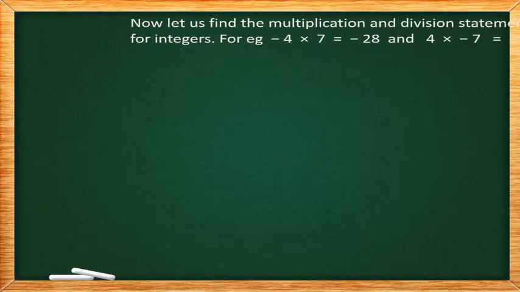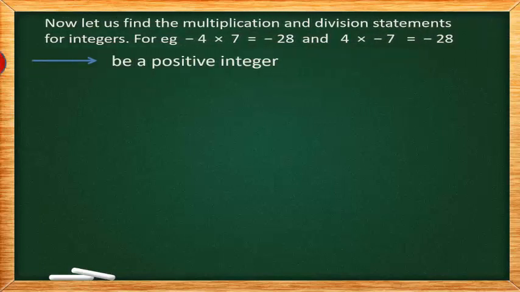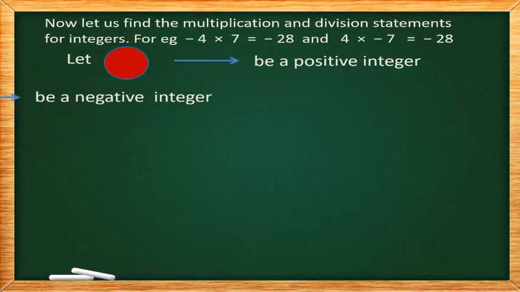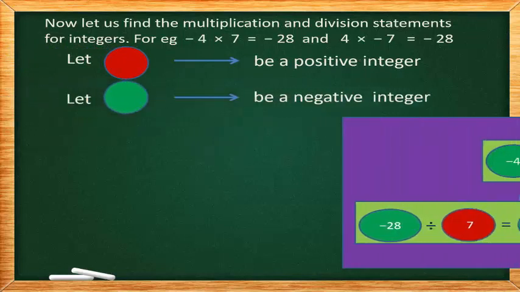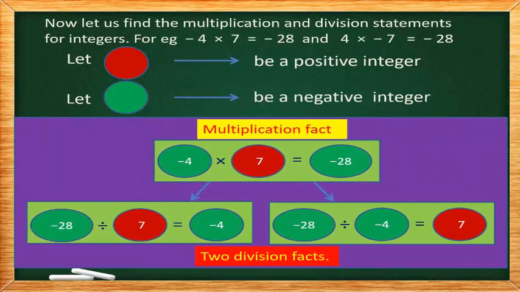Children, now let us find the multiplication and division facts for integers. For example, let us take minus 4 and 7. When we multiply minus 4 and 7, we get minus 28 as the product. And when we multiply 4 and minus 7, again we get minus 28 as the product. Now children, we will take the red circle to be a positive integer and the green circle to be a negative integer. Now here you see the multiplication fact minus 4 into 7, we get minus 28.